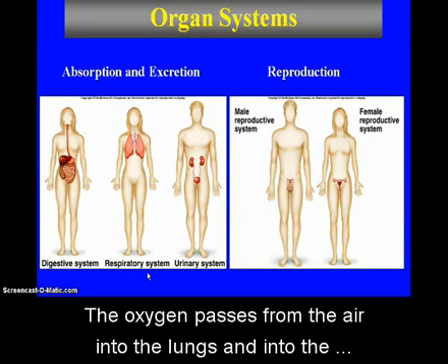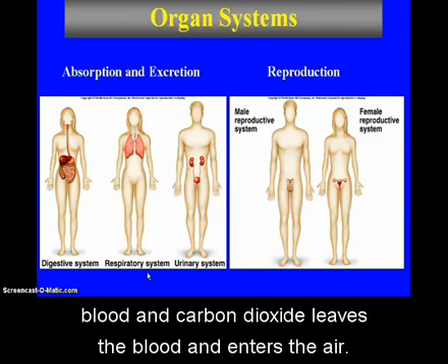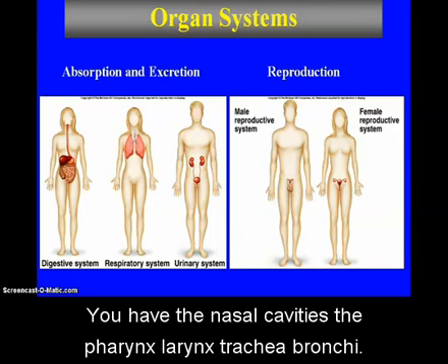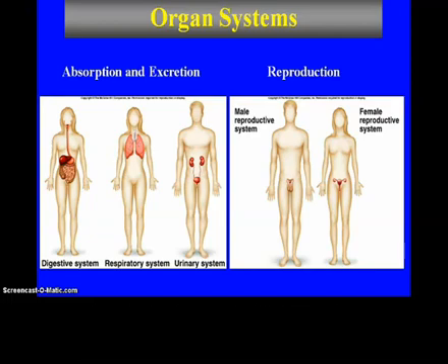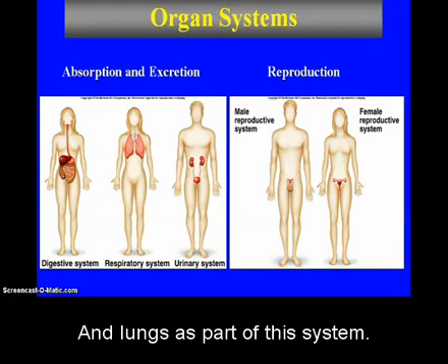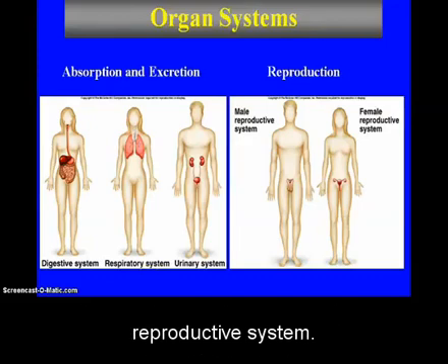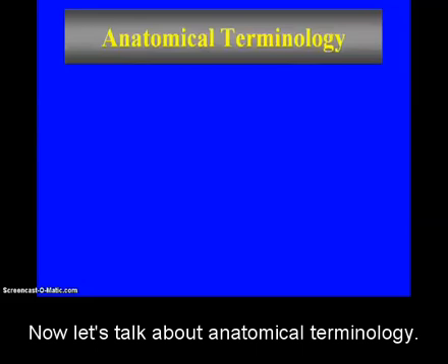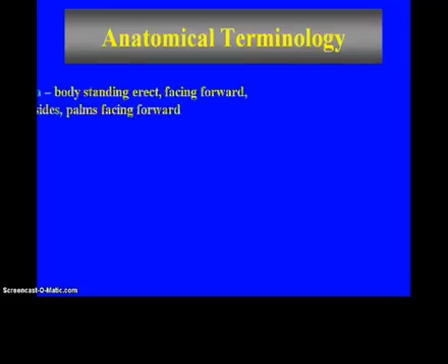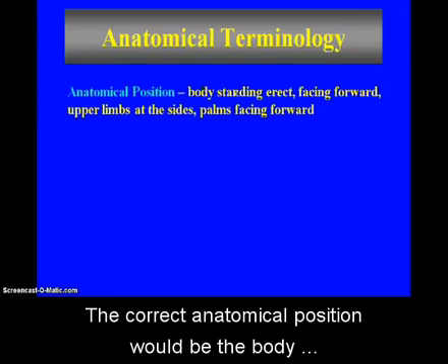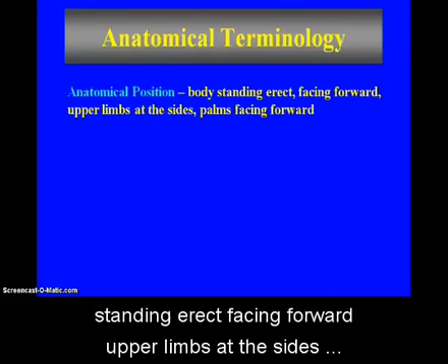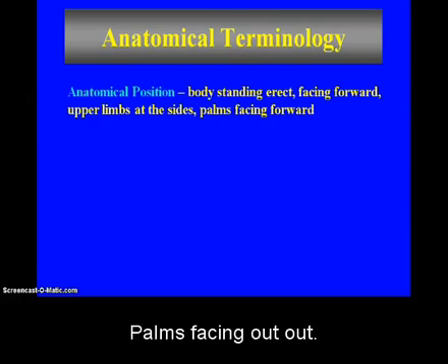The oxygen passes from the air into the lungs and into the blood, and carbon dioxide leaves the blood and enters the air. You have the nasal cavities, the pharynx, larynx, trachea, bronchi, and lungs as part of this system. Then the male reproductive system and the female reproductive system. Now let's talk about anatomical terminology. The correct anatomical position would be the body standing erect, facing forward, upper limbs at the sides, palms facing outward.